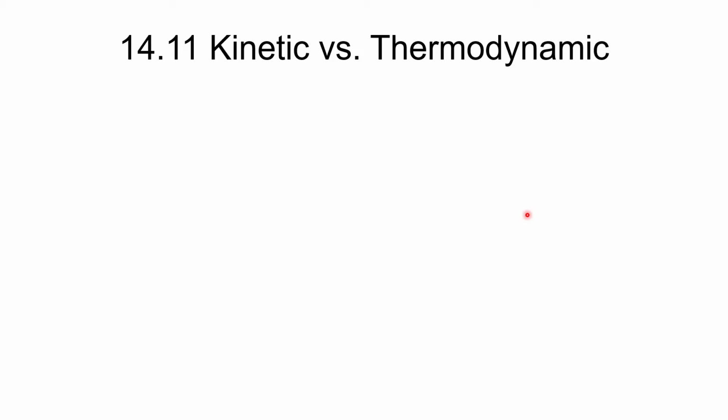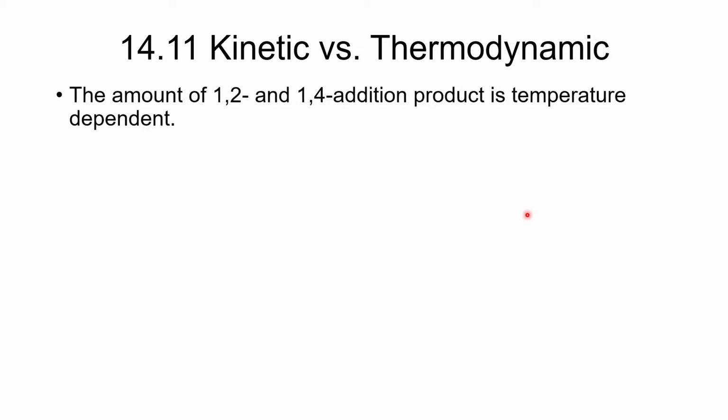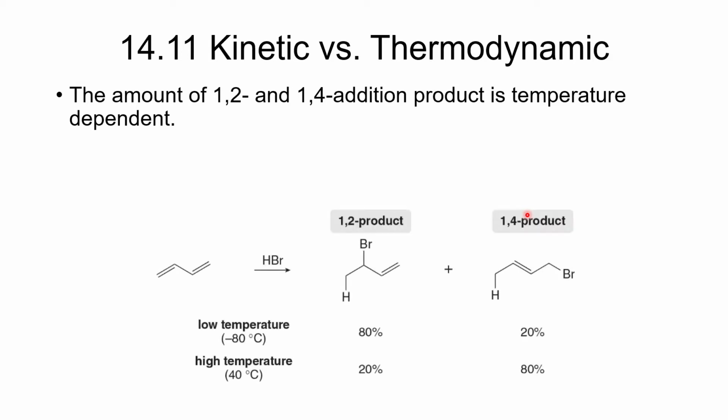All right, so we now want to look at what we refer to as the kinetic pathway versus the thermodynamic pathway. So there are 2 different products that we can get when we're doing addition. When we do addition, again, there are 2 different products. One of the products is the 1,2 product. One is the 1,4 product.